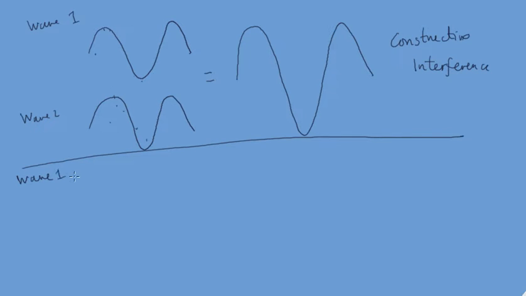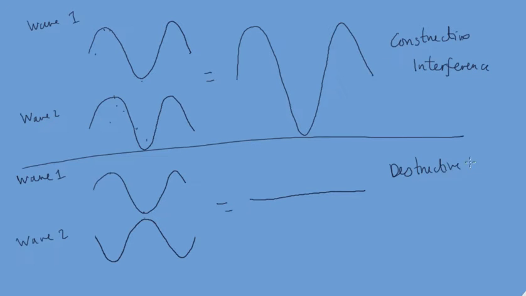Now if we have wave 1 and wave 2, the maximum of wave 1 is meeting the minimum of wave 2, and the maximum of wave 2 is meeting the minimum of wave 1. These are going to cancel each other out. This is destructive interference.